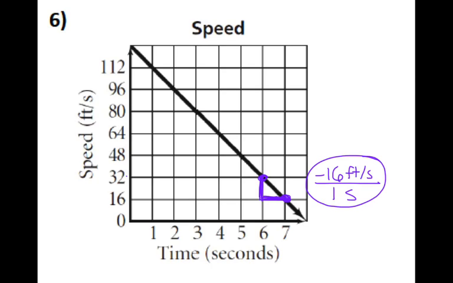Negative 16 feet per second per second. So it actually turns out to be acceleration, but that's good. So negative 16, we'll go with that.